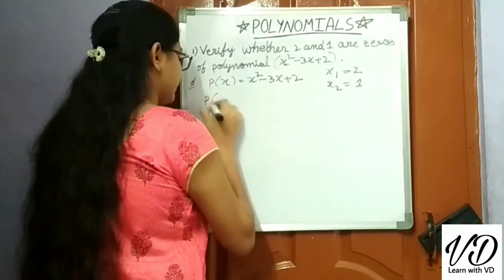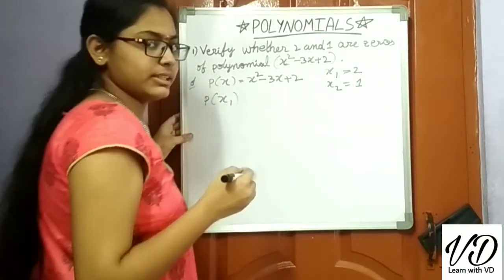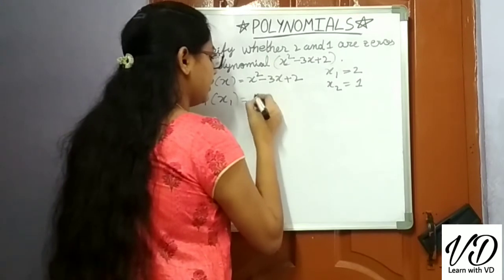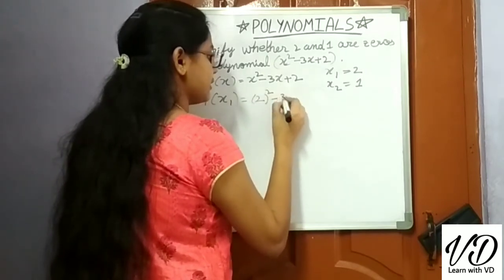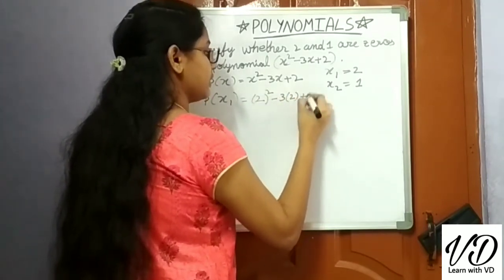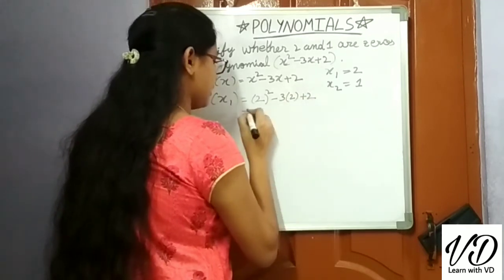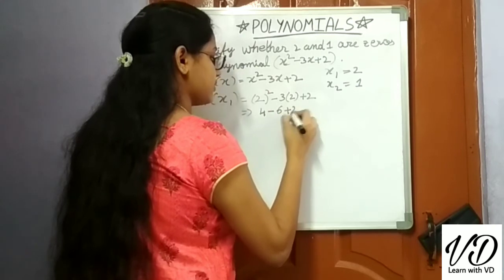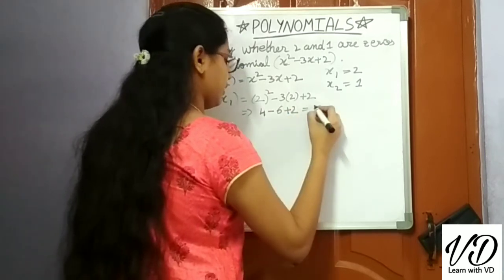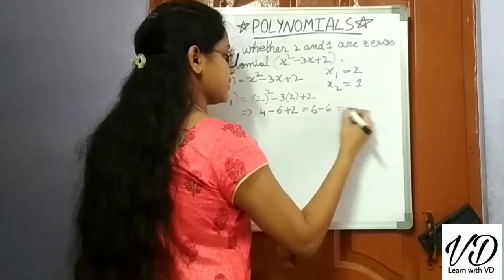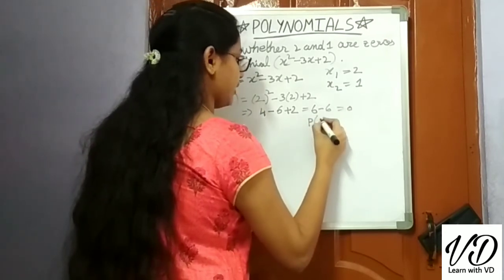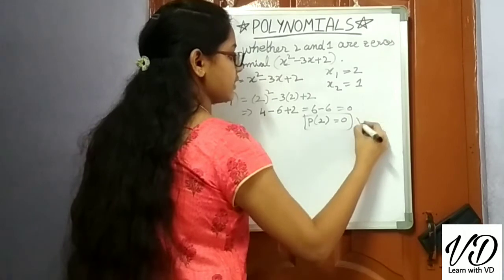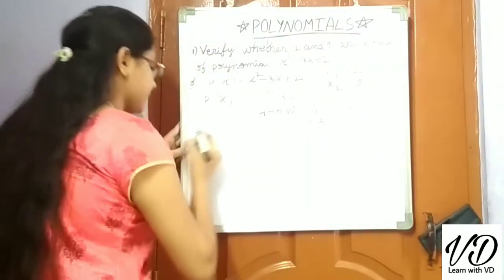So first we need to find out p of x1, that is p of 2. That will be 2 square minus 3 into 2 plus 2. That is 2 square is 4 minus 3 twos are 6 plus 2. Here 6 minus 6 is 0. So we got p of 2 as 0. So this is a 0 of the given polynomial p of x.